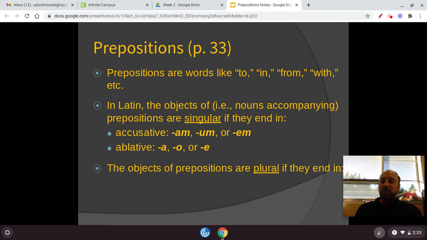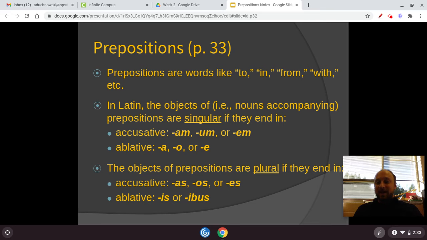Then we have the plurals. How would you say more than one? Notice that they all end in S, and endings like AS, OS, ES, and IS are very familiar to us as plural endings, but also note that IBUS is a plural ending with prepositions too.